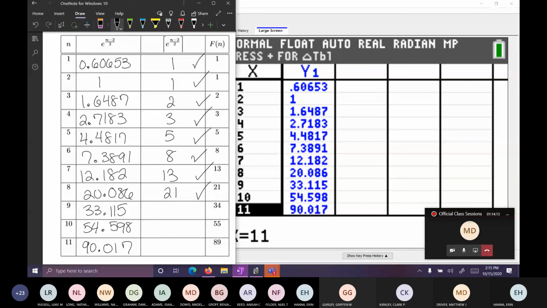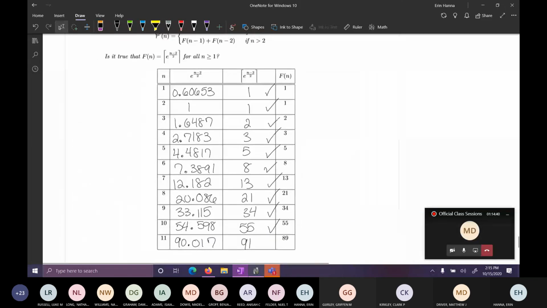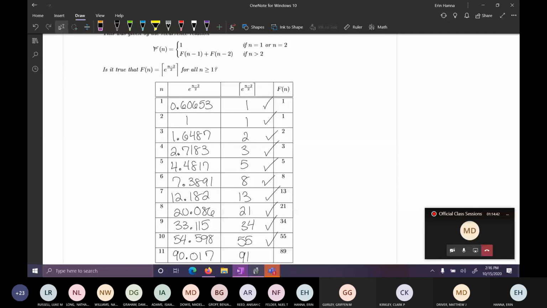But the next one would give us 34, matches the Fibonacci sequence. 55 matches the Fibonacci sequence. But all of a sudden, once we get all the way down to the 11th term, the ceiling's going to give us 91, which is not 89. I know, shocker. 91 is not equal to 89. So essentially what we've shown is that we've found a counterexample to showing that the Fibonacci sequence is equivalent to this ceiling of e to the n minus 2 over 2.